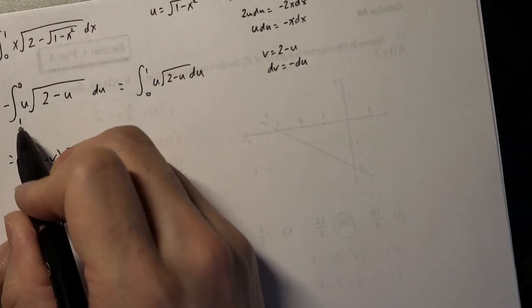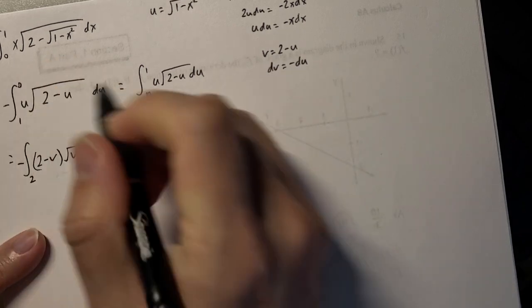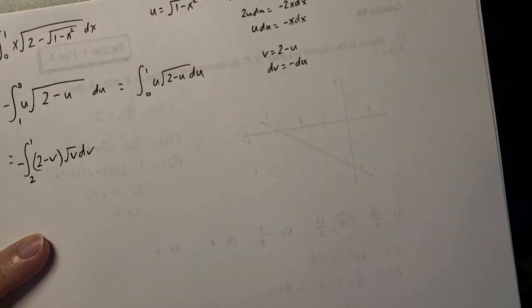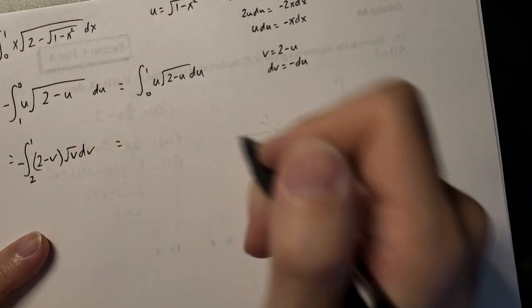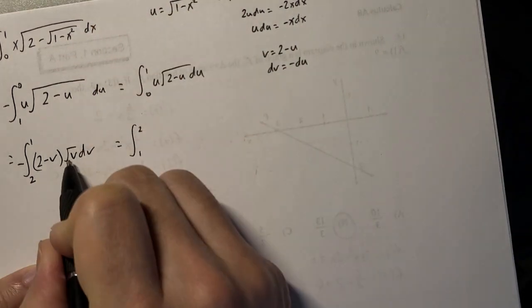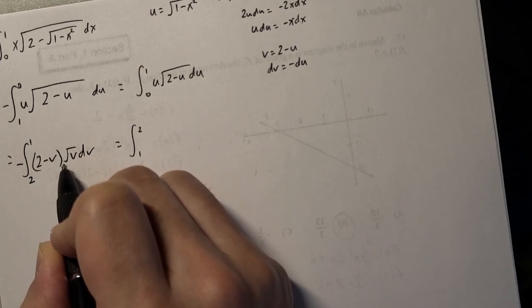Okay? Limits, when u is 0, v is 2. When u is 1, v is 1 as well. Okay, so again, we can flip our limits and get rid of this negative sign. So integral from 1 to 2. And let me distribute this square root v to both terms.